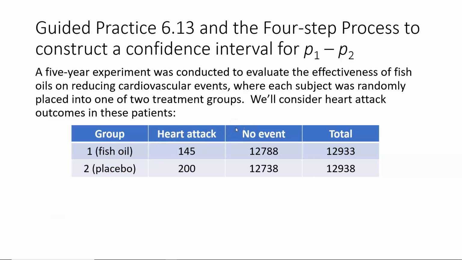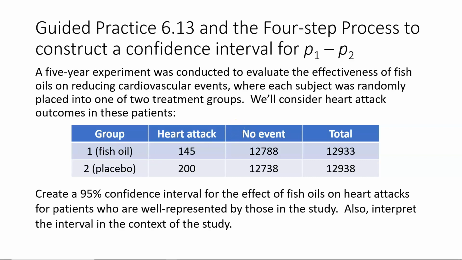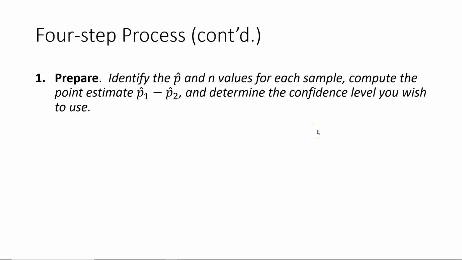Okay, so hopefully you've read through that thoroughly, and now we're going to go ahead and create a 95% confidence interval for the effect of fish oils on heart attacks for patients who are well represented by those in the study. Also, we need to interpret the interval in the context of the study. So using our four-step process to construct the confidence interval, our first step is to prepare. We're going to identify the sample proportion and sample size values for each sample, compute the point estimate for the difference between the two sample proportions, and then determine the confidence level we wish to use.